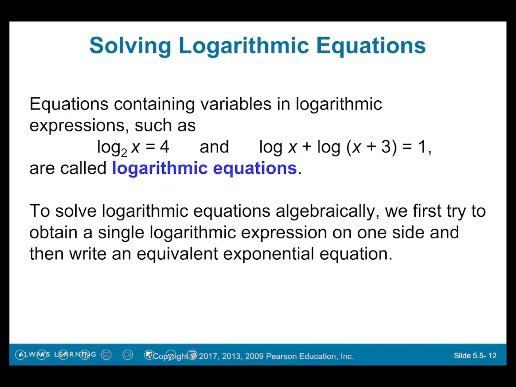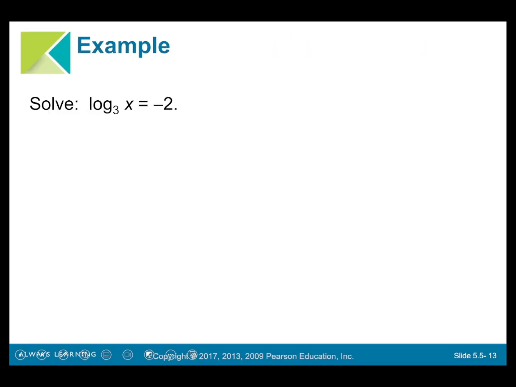Now we also have what are called logarithmic equations. If we have expressions containing variables inside of our logarithmic expressions, that's what we call a logarithmic equation. The way to get rid of these is to always combine logarithms into a single expression, and then we're going to have to write the equivalent exponential equation.